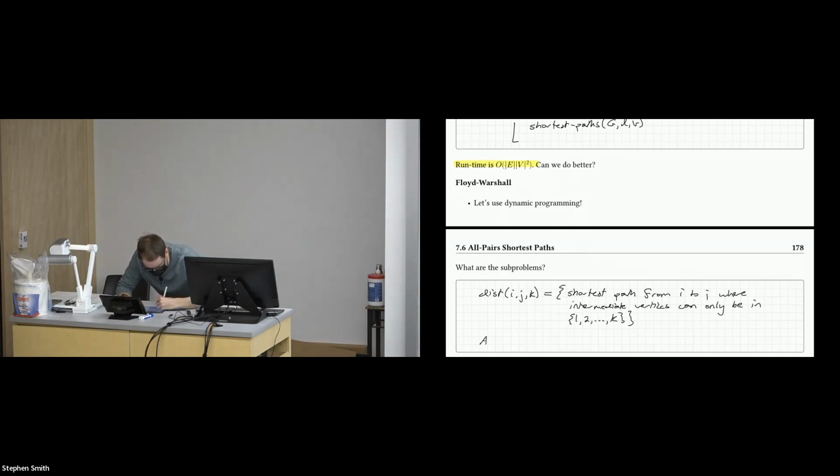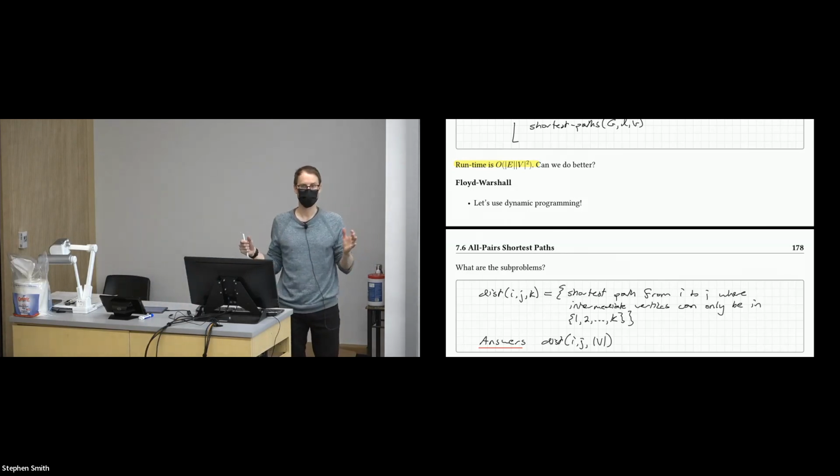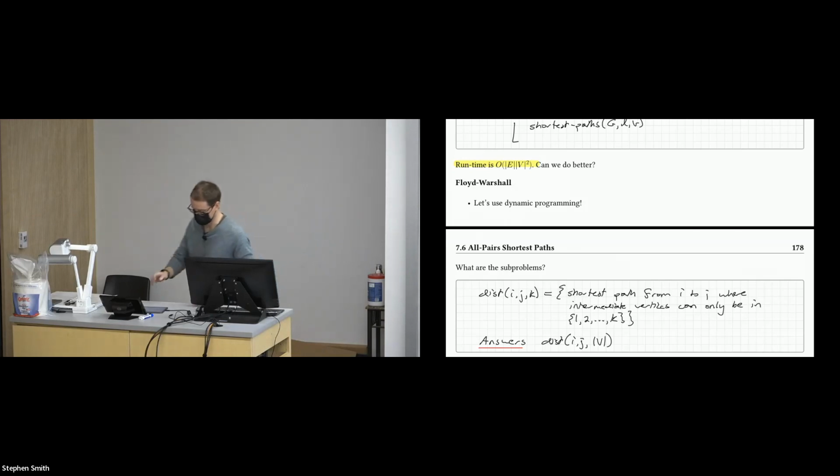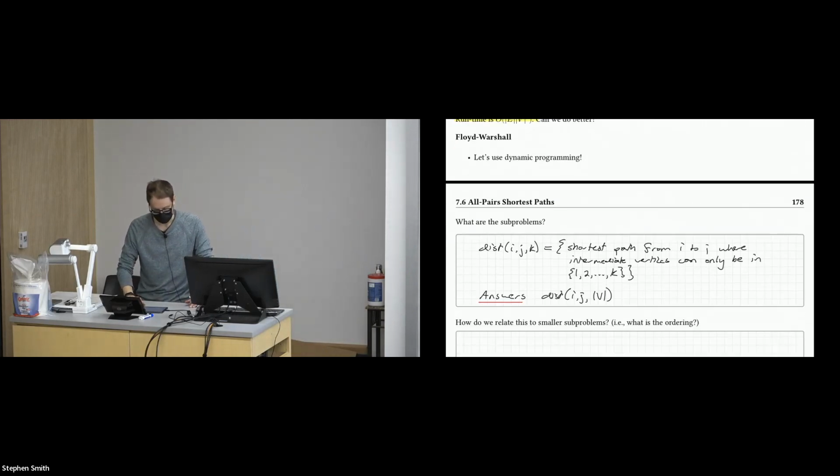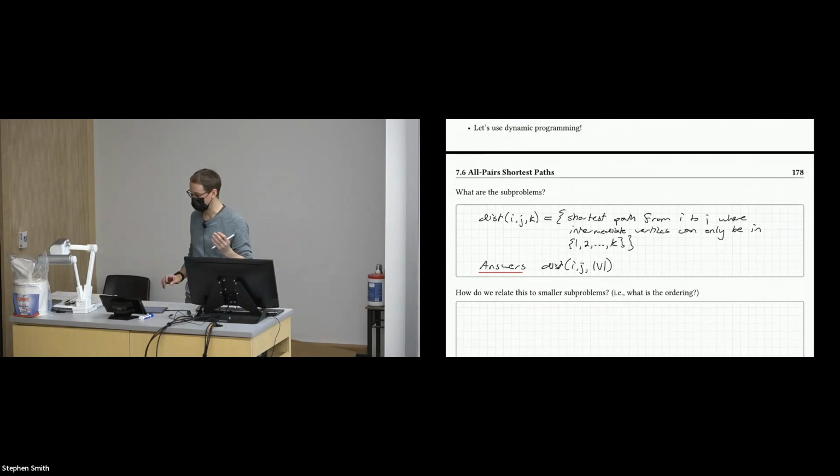And so then the answer is going to be dist i, j, and the number of vertices, which we usually call n. So how do I relate subproblems to smaller subproblems in this case? The idea is, if I want to fill in dist i, j, k plus 1, how do I do it in terms of dist i, j, and k?